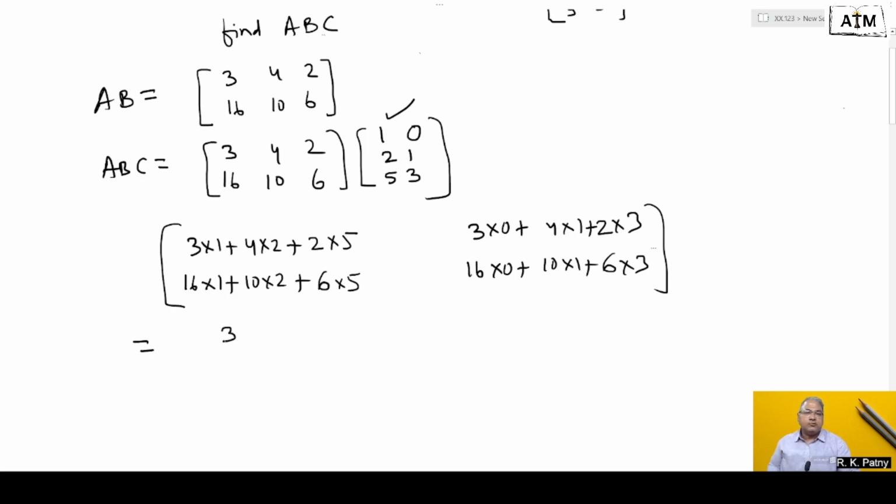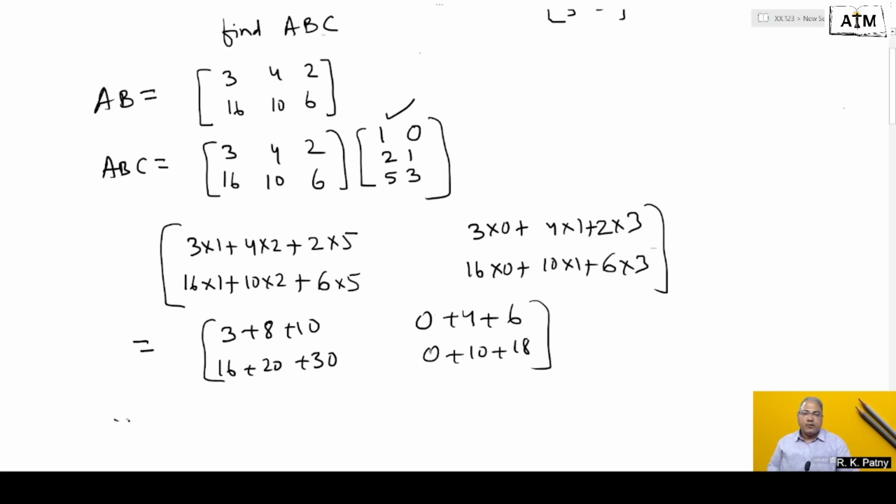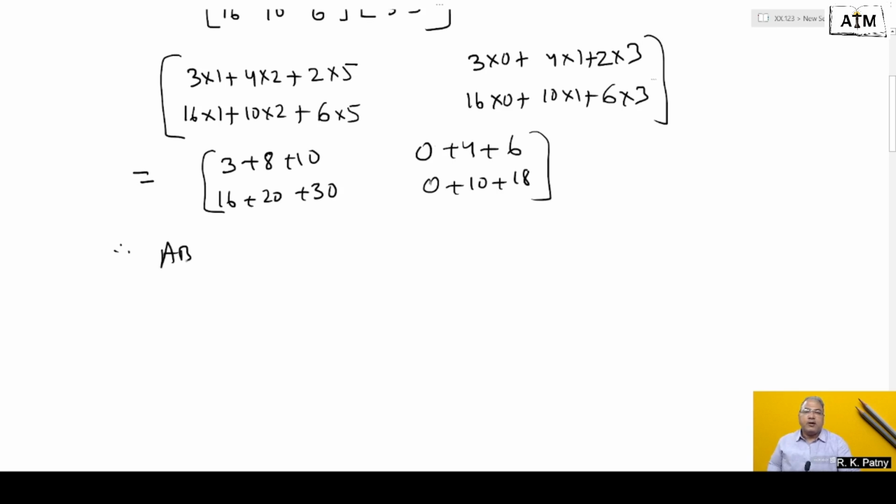This equals 3 plus 8 plus 10, 16 plus 20 plus 30, 0 plus 4 plus 6, 0 plus 10 plus 18. Therefore, ABC equals 21 and 66, 10 and 28. This is the required result of ABC.